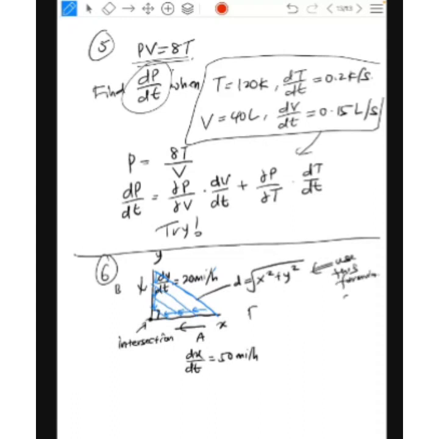So the question wants to find dD/dt when, for A, x is 3 and for B, y is 4. So use this one, try. Okay, one more question. Let's look into question 7.